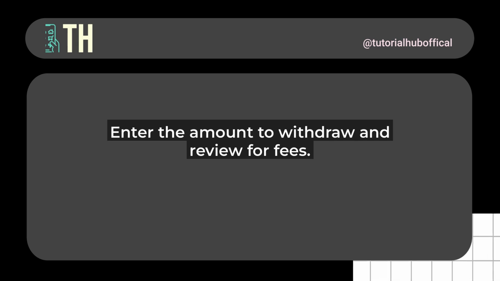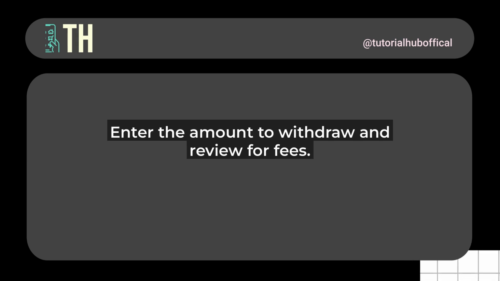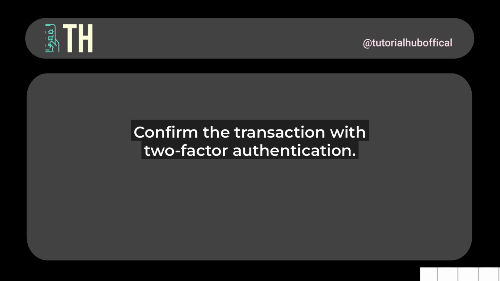Step 3. Paste your Kucoin USDT wallet address. Head over to your Kucoin account, go to Assets, or Deposit, and copy the USDT address. Back on Crypto.com, paste it in, add any required memos or tags if needed, and review the details carefully.